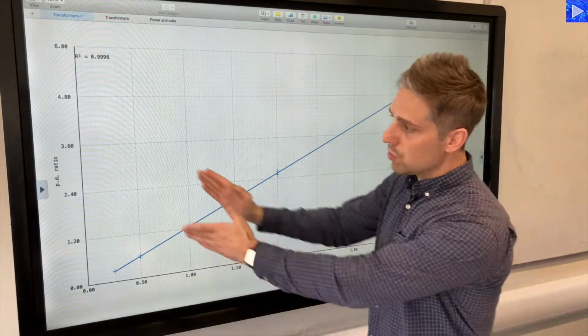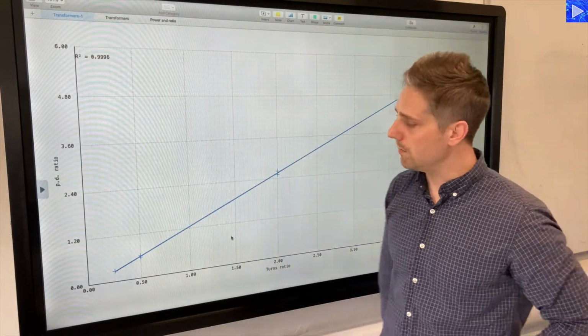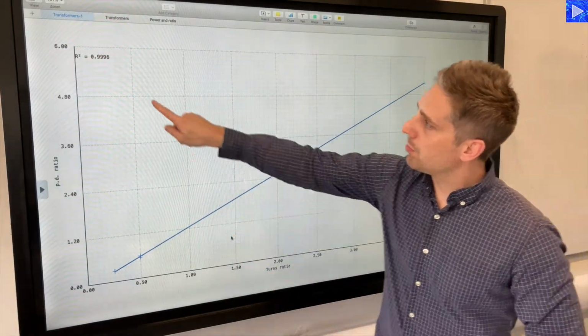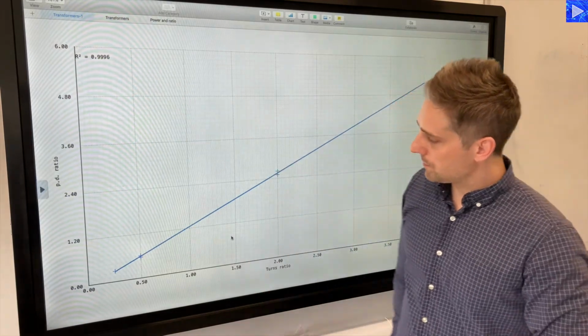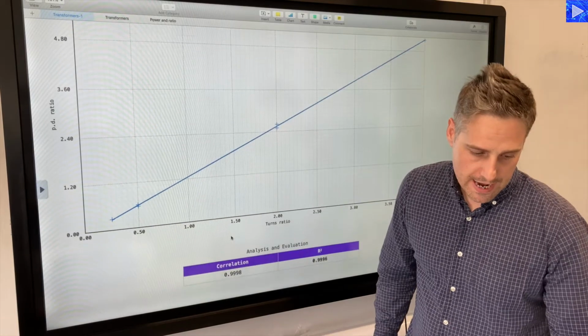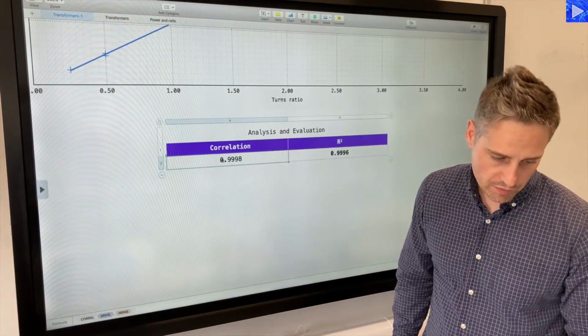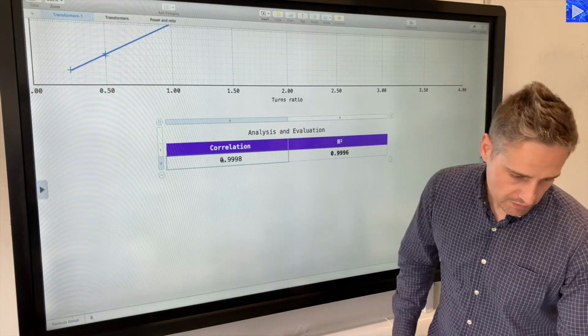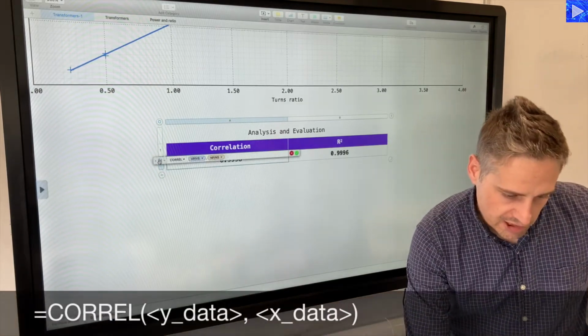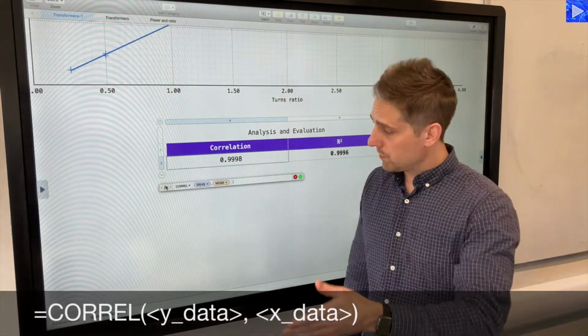So the turns ratio is causing this PD ratio to happen because it's so close to one. So that's 0.9996. But yeah, you can see that nice straight line there. And down here, I actually compute the correlation value. Okay, so what we do here, the spreadsheets have a formula called CORREL, which stands for correlation.